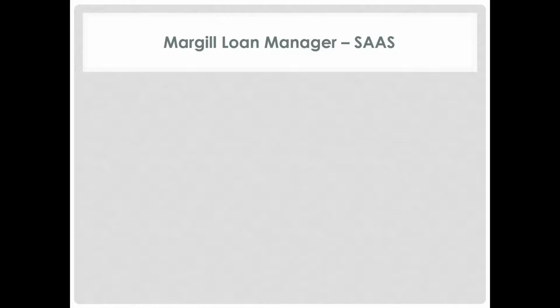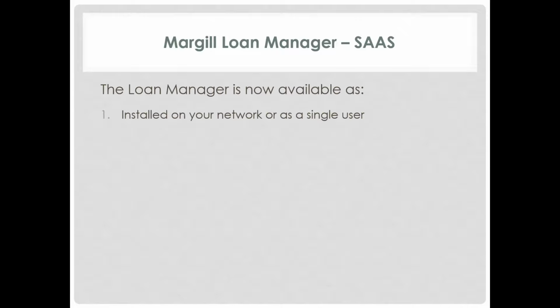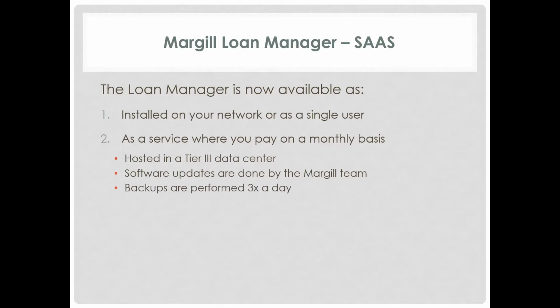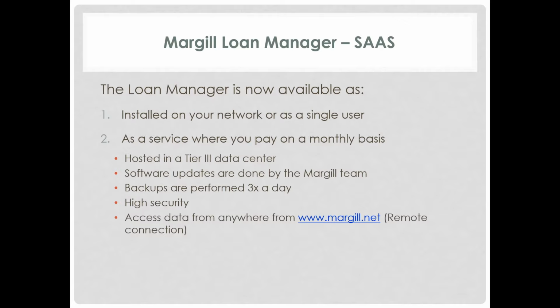Lastly, the SaaS version. The goal is not to have you change. If you're happy with what you have, keep your installed version. So we have an installed network version, that's the thing most of you are using right now, anyways. The SaaS version is software as a service where you pay on a monthly basis. It's hosted in a tier 3 data center. The software updates are done by us, so you don't have to do anything technical. Backups are done 3 times a day. Of course, it's high security. You can access it anywhere. It's a remote connection from margil.net. For more information, you can contact support. Don't want to change, but know that it's there.